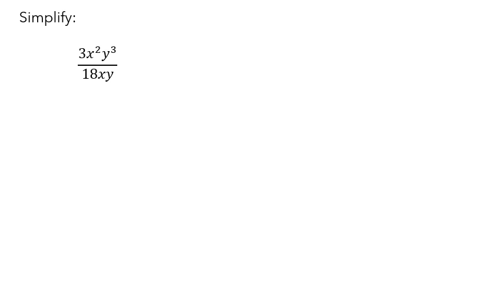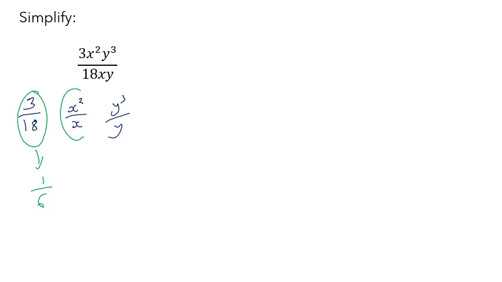What I would always do to simplify is think about it in 3 separate parts. So we've got the 3 over 18 part, the x squared over x part, and the y cubed over y part, and we'll simplify each part. 3 over 18 simplifies to 1 over 6 because we think what do they both divide by. Here, x squared over x, or x squared is x times x over x, so we can cancel out an x from the numerator and the denominator, meaning it just simplifies to x.